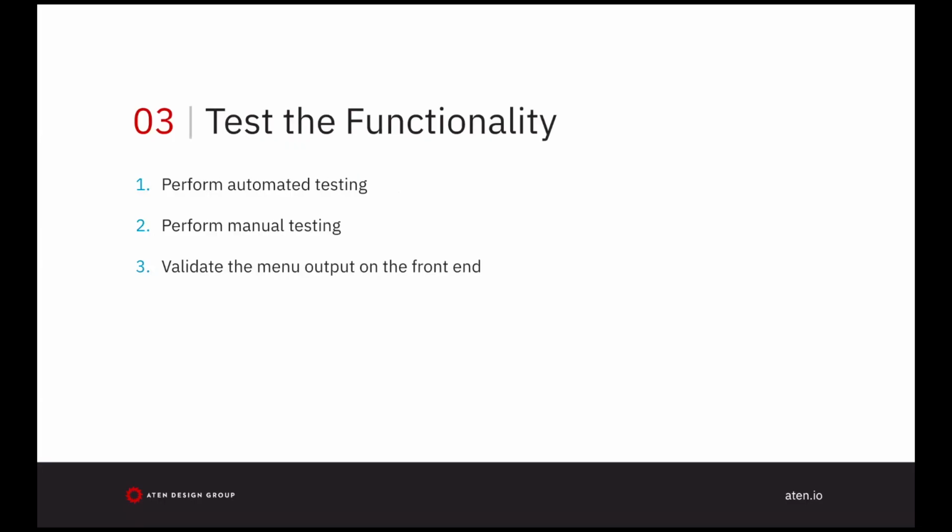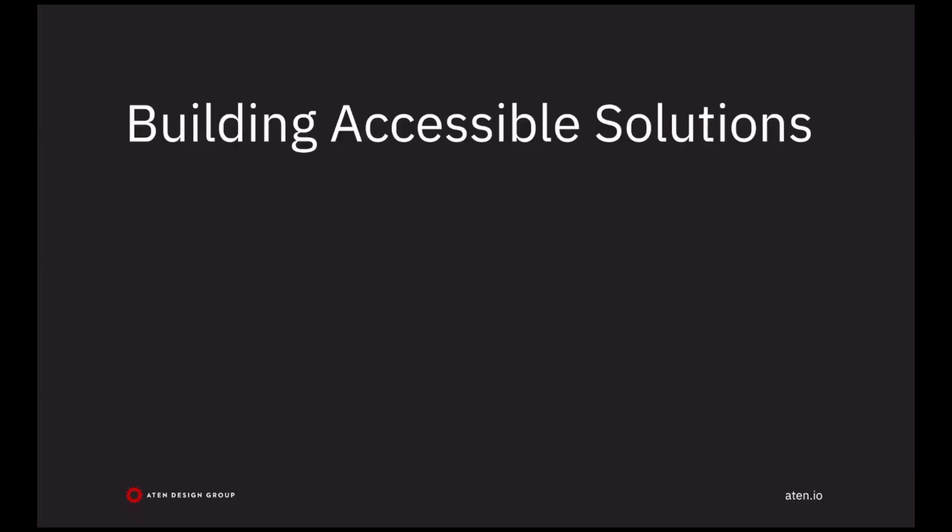Install the plugin on a sandbox or development site and perform both automated and manual testing using the tools and steps we've outlined in the first half of this webinar. This will give you a good idea of whether the plugin is truly accessible or what steps you may need to take to modify the front-end code to become accessible.